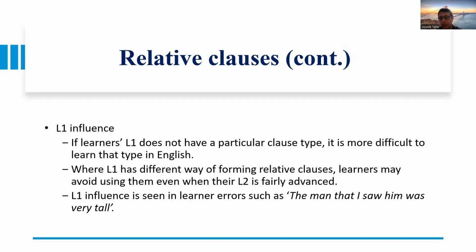And also where the first language has a different way of forming relative clauses, a learner might avoid using them even when their second language is fairly advanced. So, for example, in this sentence, "the man that I saw him was very tall." It's easy to spot why this sentence is problematic, because we have here the relative clause of a direct object, and then a pronoun referring back to the same relative pronoun.